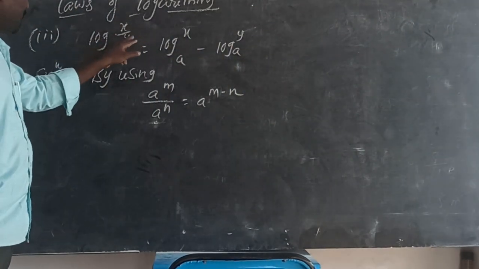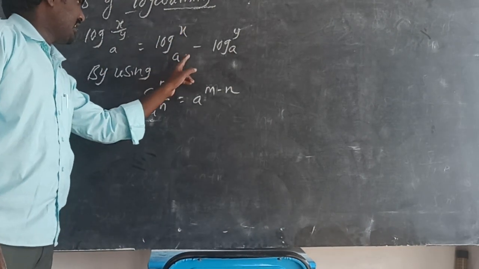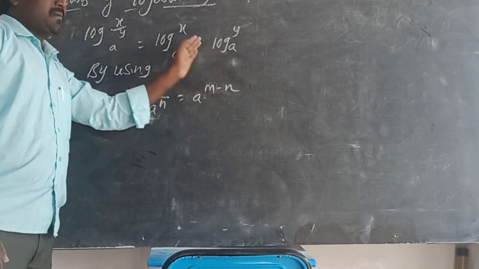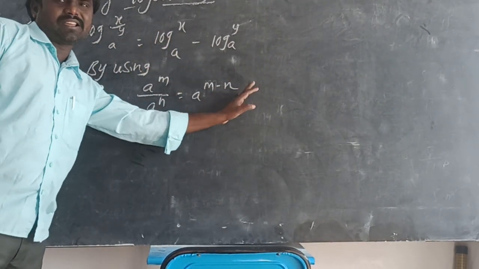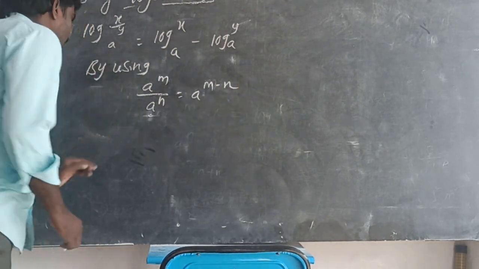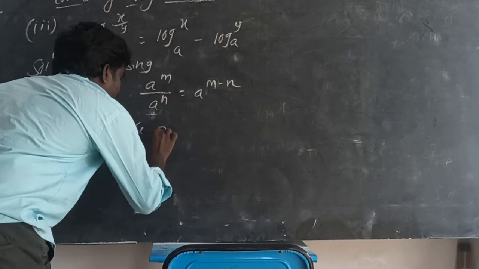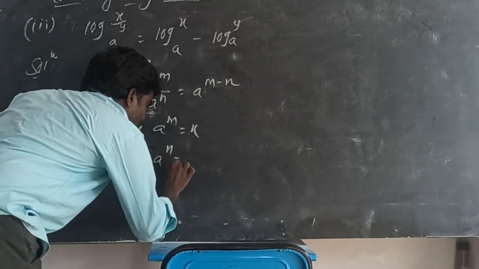Log x by y base a is equal to log x base a minus log y base a. How can we prove this logarithm? By using the exponent form: a power m by a power n is equal to a power m minus n. Let us take a power m is equal to x, and a power n is equal to y.